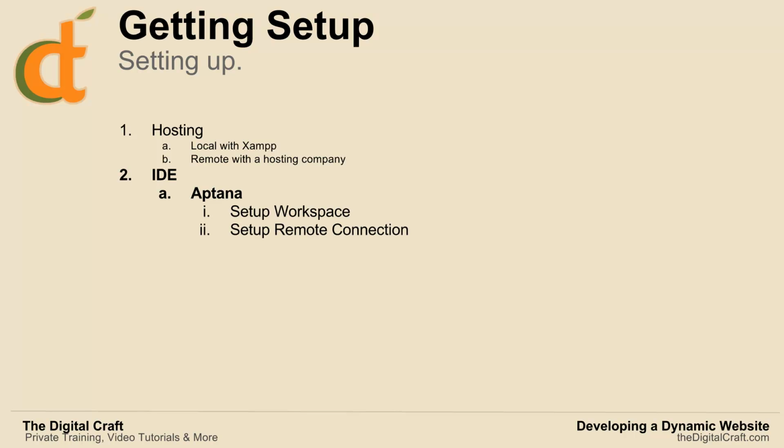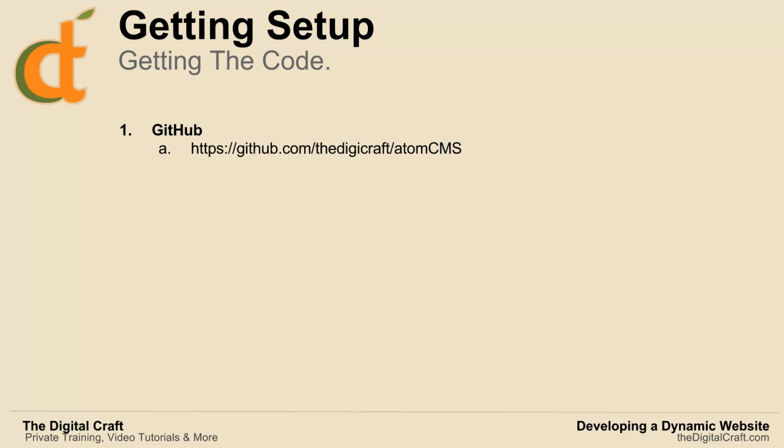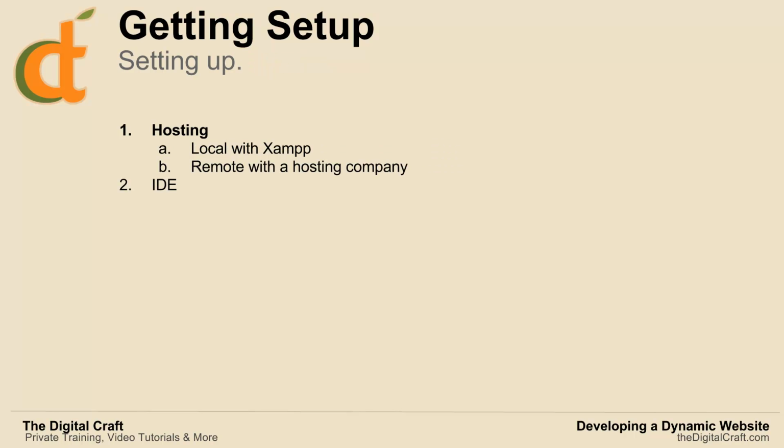So in Aptana, we're going to run through how to set up a workspace and how to set up a remote connection if you are doing it remote instead of local. And lastly, we're going to really quick run through GitHub, where I'm going to be hosting the code for this project. As we put out more videos, I'll be updating the code on there so people can download the code. So now back to the topic of hosting. We're going to look at how to install Xampp and get that running for you, as well as take a look at what's involved with a hosting company.